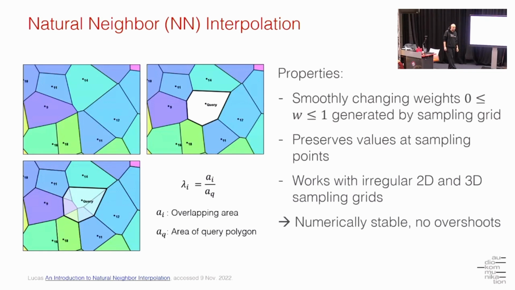So overall, it is numerically stable due to the weights being between 1 and 0 and being smoothly changing over space. And it also does not overshoot, by which I mean the HRTF that we interpolated, all the values contained in it are within the range of the measured data.